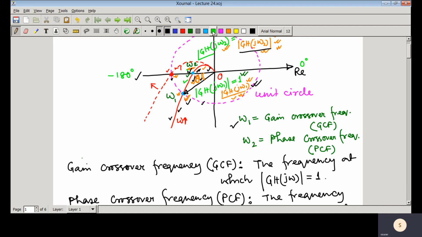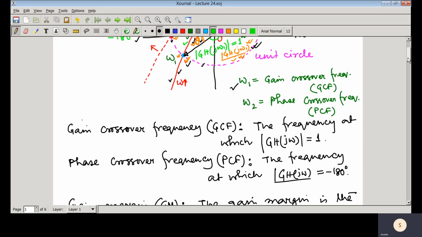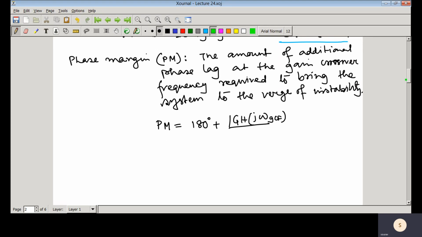suppose this is minus 135 degrees. So if it is minus 135 degrees, you can see it here. Then 180 minus 135, that is 45 degrees. So if you add 45 degrees more, then that point would come to that critical point. That means it would be on the verge of instability. And this particular angle, 45 degrees, in this case, is that phase margin.